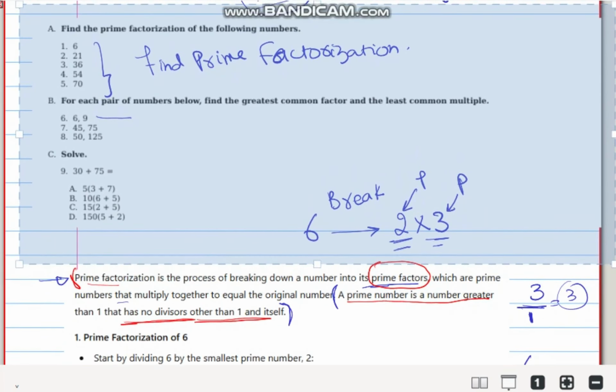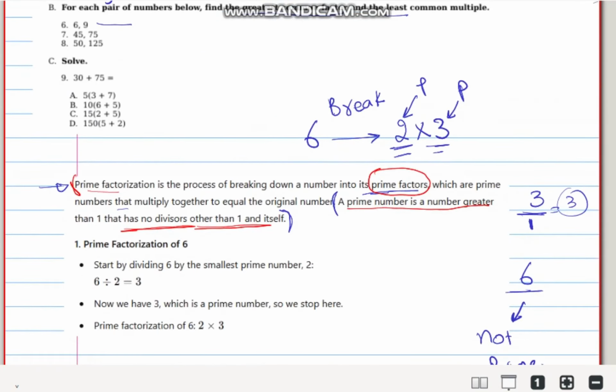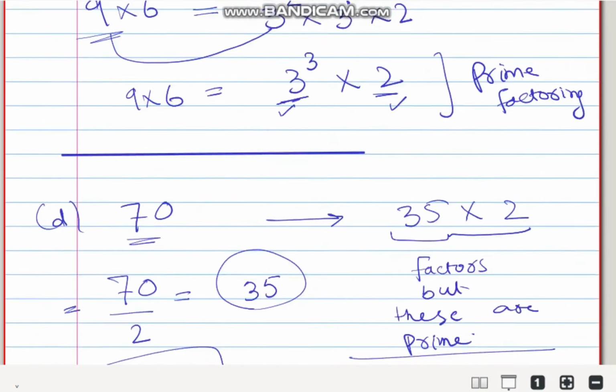For each pair of numbers below, find the greatest common factor and the least common multiple. Okay, very good. So there are two terms. What is greatest common factor? It is a very simple vocabulary, self-explanatory words. And what is least common multiple? Greatest means greatest, and least means least. So basically, how can we do this type of question?